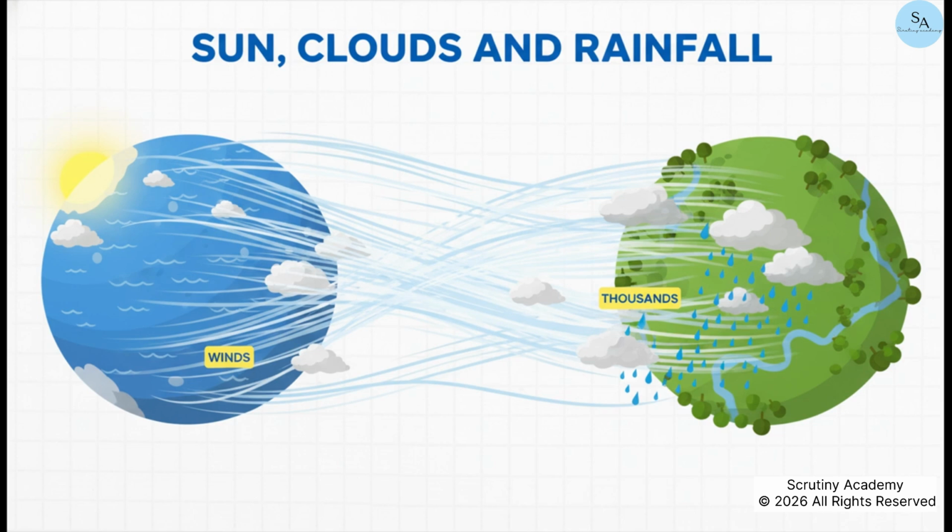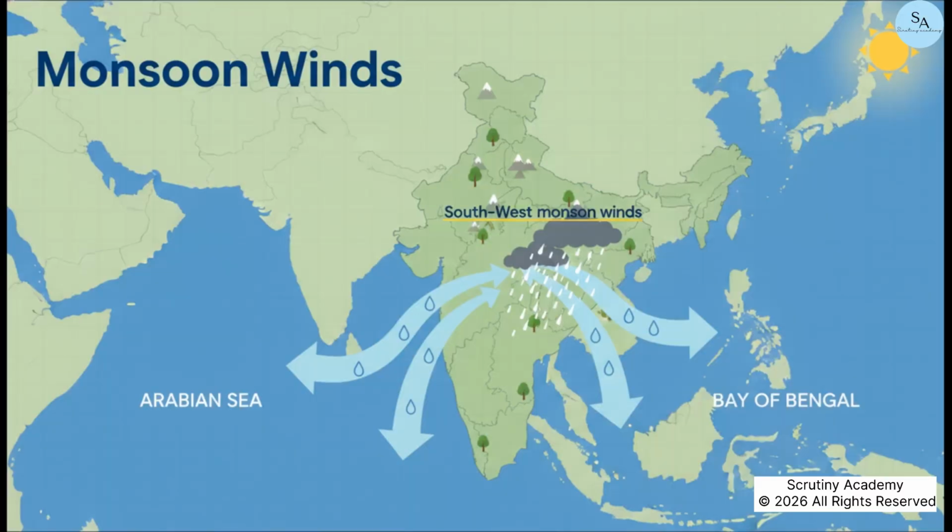They act like giant conveyor belts for water. In a place like India, for example, these are known as the southwest monsoon winds. In the summer, they blow from the Arabian Sea and the Bay of Bengal, picking up enormous amounts of moisture and carrying those rain-filled clouds deep into the country.